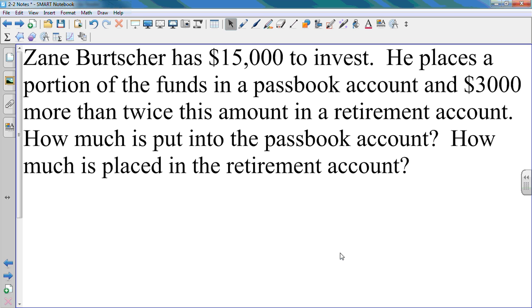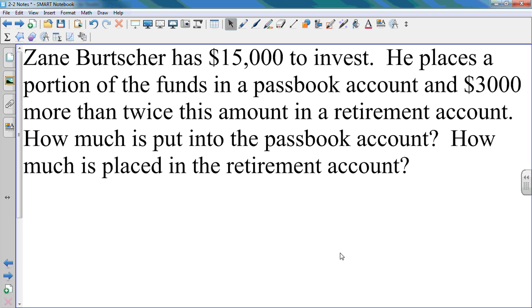You have $15,000. Okay, you got it from mom, dad, whatever. Graduation present, maybe not quite that much. How much do you want to put in your checking account? How much do you want to put in your retirement account? Those of you who start a retirement account at this age are very, very smart because you're well on your way to becoming a millionaire.